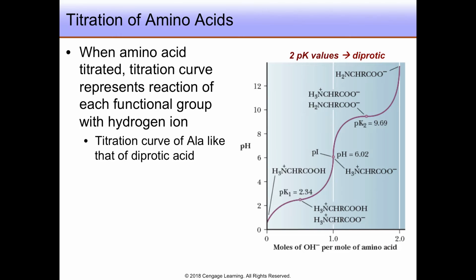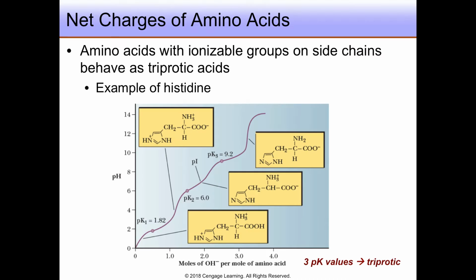If we perform a titration of the amino acid alanine, as pictured here, we can see that it behaves like a diprotic acid. This is exactly the case because it has two titratable groups in its alpha carboxyl and alpha amine functional groups. Please note the midpoint of our titration curve. This represents the point at which the molecule is electrically neutral, and we refer to this as the pI. More on that in just a moment.